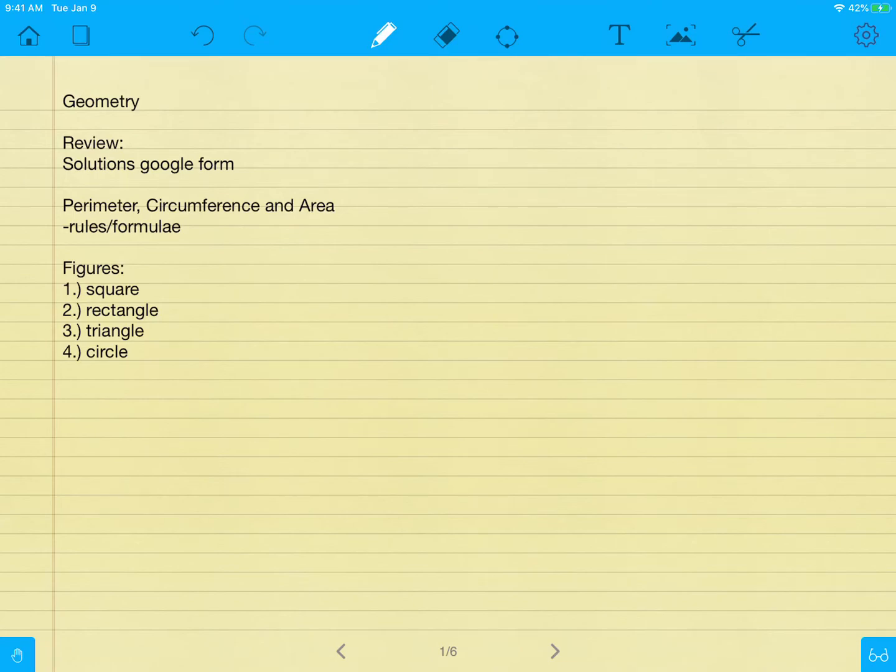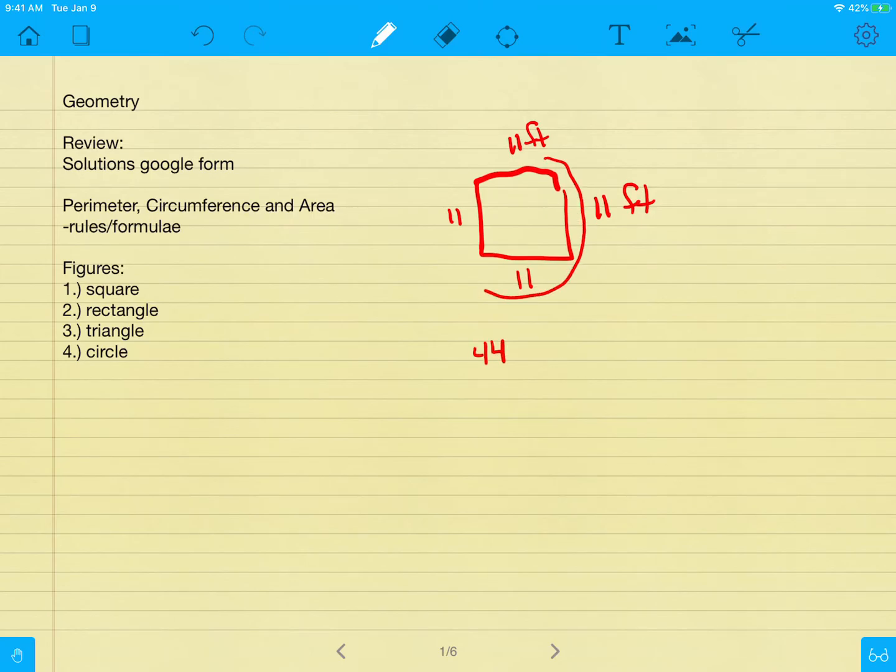The first one that we had was a square. It was 11 feet by 11 feet. The first question was based on perimeter. For the perimeter, you just add up these 11s. You should get 44. You add up all 4 of these 11s, and your label should have been feet. You didn't have to put that on the Google form. You could just enter 44 and move on to the next one. That should have been the first question out of the 19.